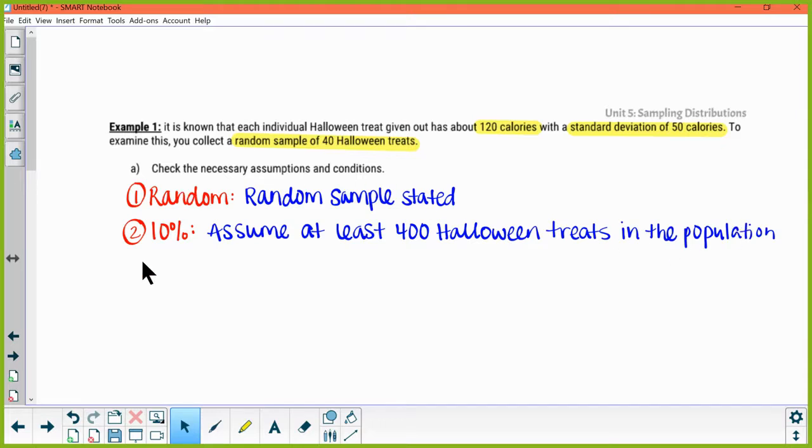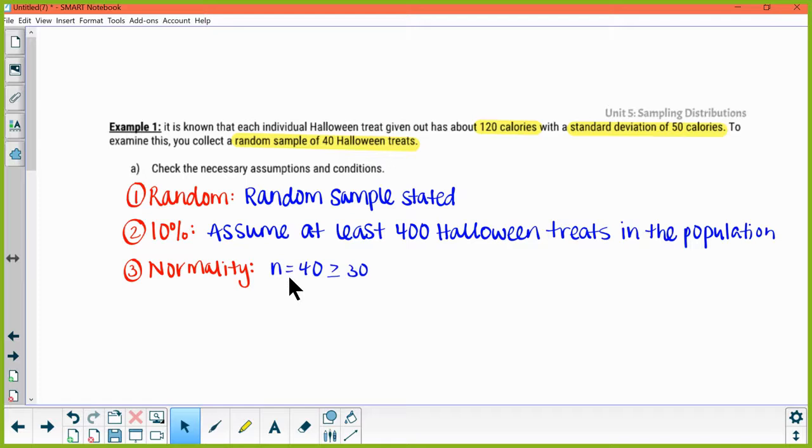And the third thing is going to be our normality. Now, I always write normality just because there's multiple ways you can check this. And again, I try to build these patterns into your head so that you can remember it when you have to answer it on an AP question. So when I look at my sample size, it's 40. So I know that the central limit theorem is going to apply.